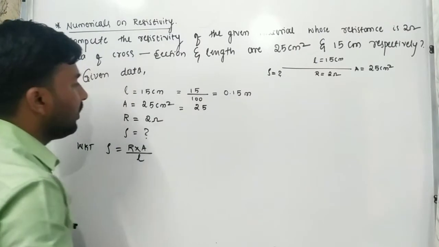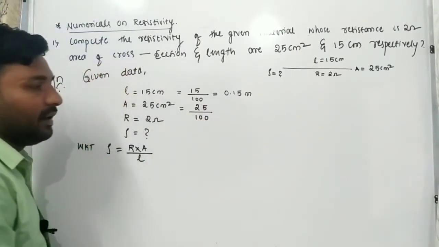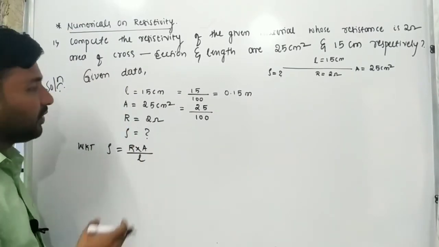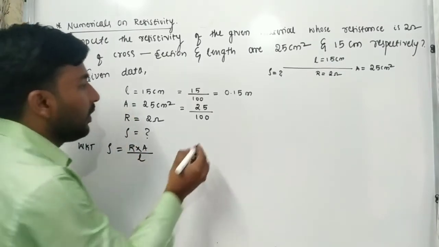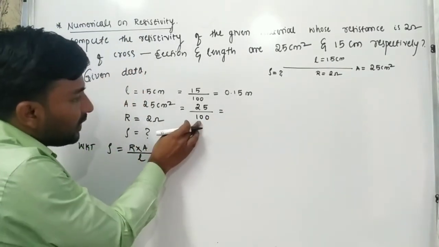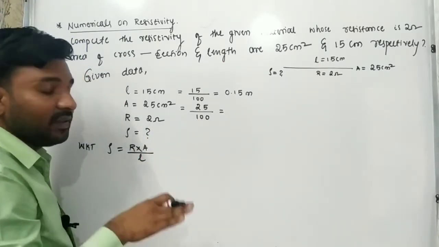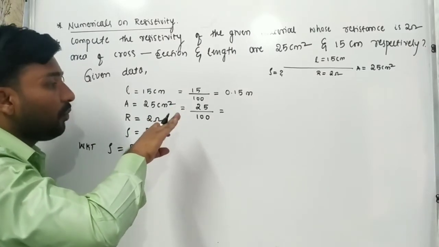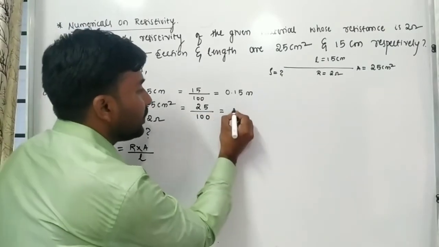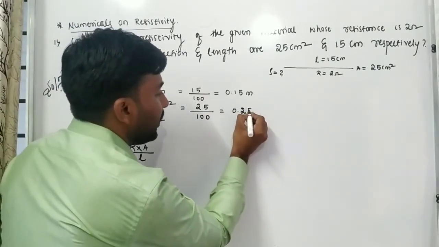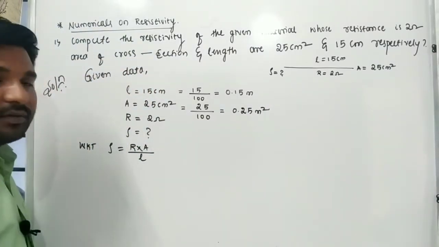Similarly 25 divided by 100. Same method we need to follow, because we are converting centimeter to meter. Here square is there. So this is equal to, in the denominator 2 zeros. So in order to remove the 2 zeros in the denominator, I need to give the point in the numerator after 2 digits. So 0.25 meter square. So here all the values are in SI unit.